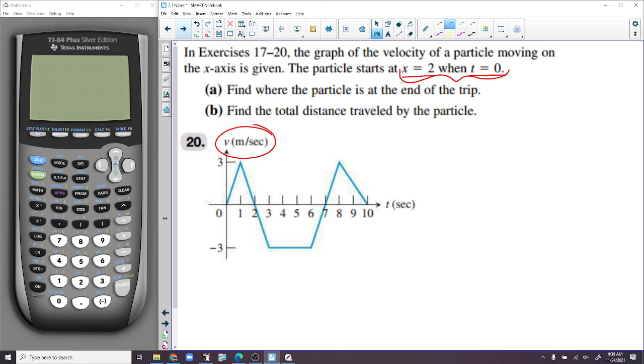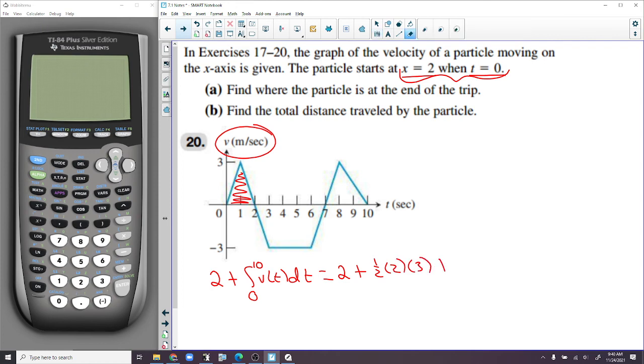So initial position 2 plus the integral from 0 to 10 of v of t dt is going to be what I want. That's going to be the final position. Its initial position plus the displacement is equal to the final position. So we have 2 plus. Now the integral of v of t is the area under the curve. So we have a triangle. 1/2 times 2 times 3. Oop, not plus, because now the area is underneath the x-axis.